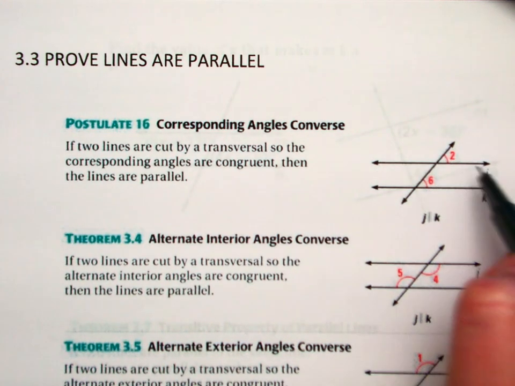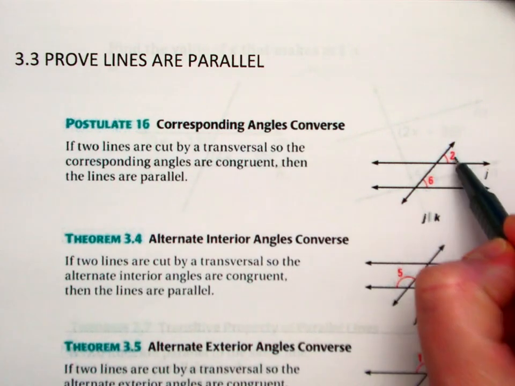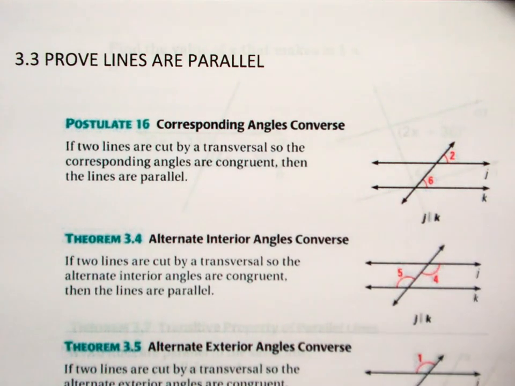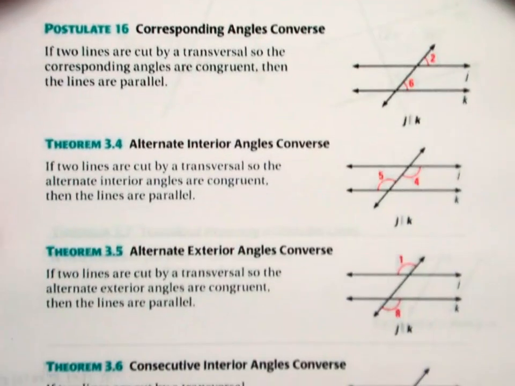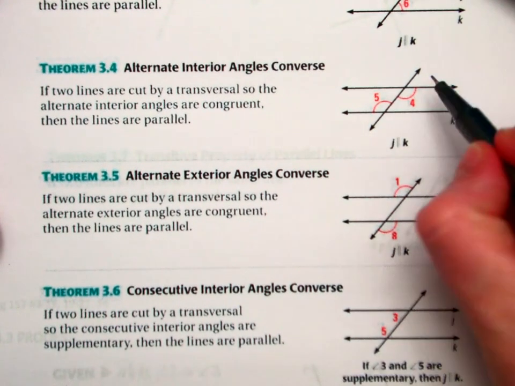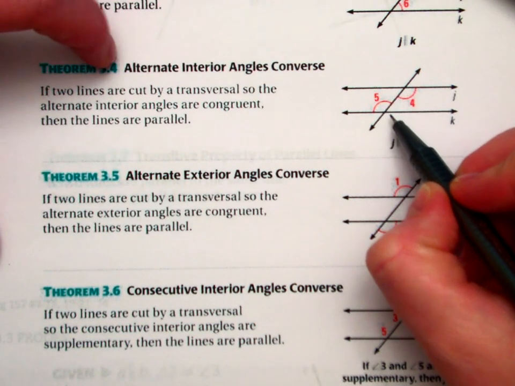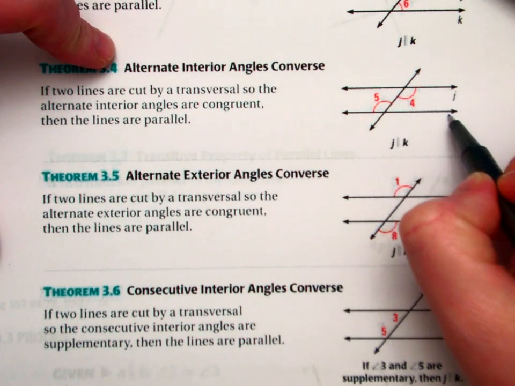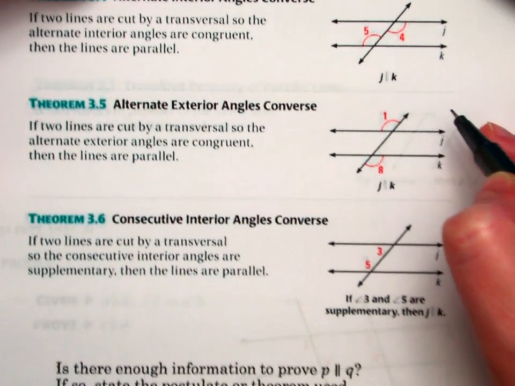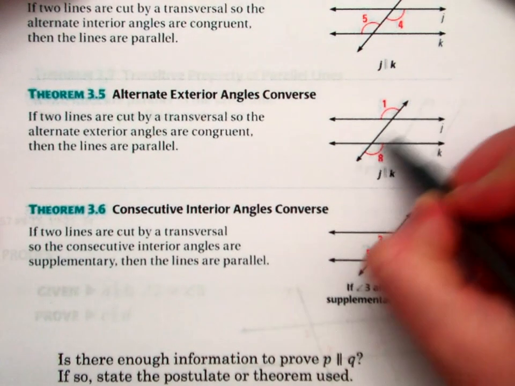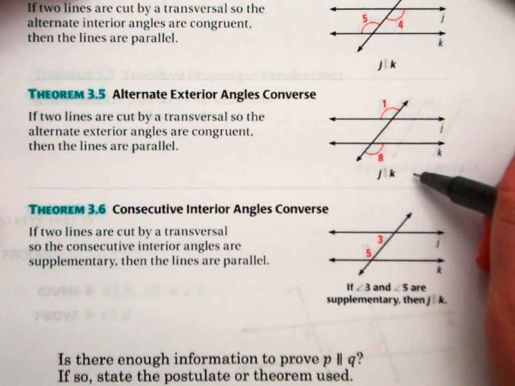So if two lines are cut by a transversal and angle 2 and angle 6 are congruent, then J and K are parallel. That leads into the theorems. If the resulting alternate interior angles are congruent, then by the alternate interior angles converse, lines J and K are parallel. If alternate exterior angles are congruent based on the transversal and two lines being cut, then J and K are parallel.